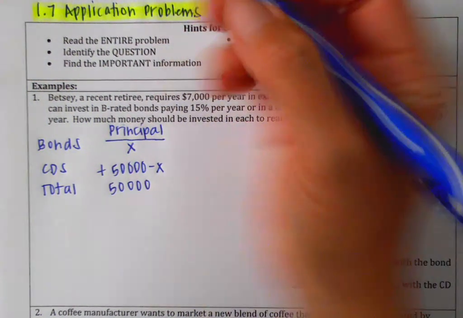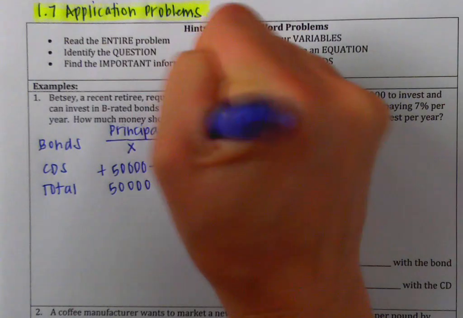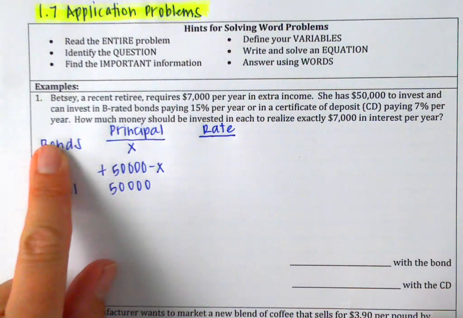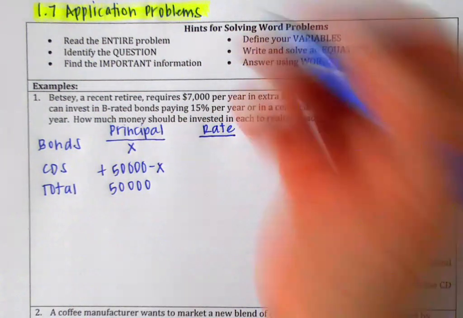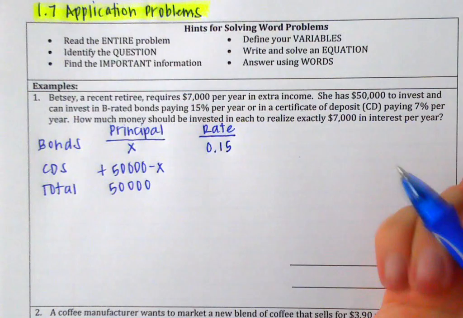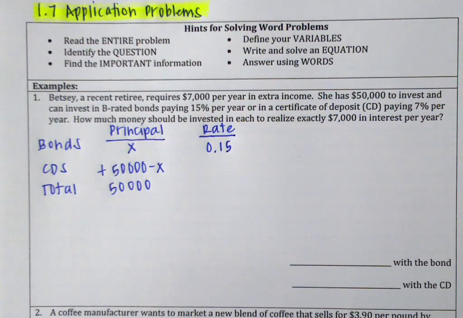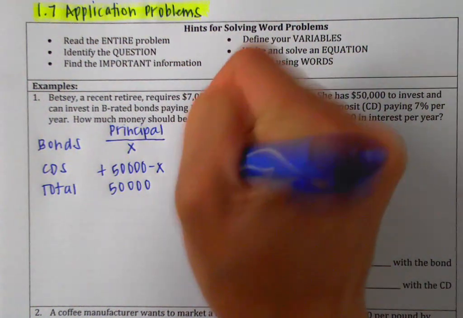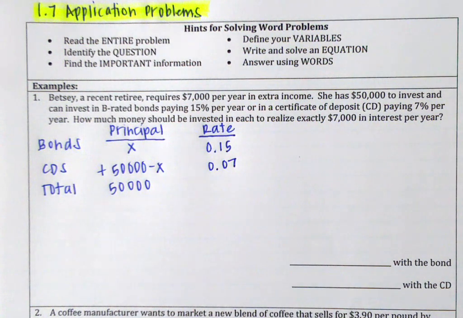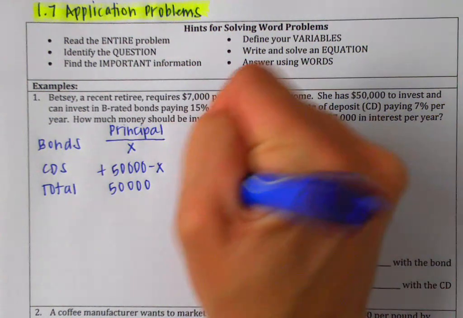Okay, now let's talk about the rates for each of these. So the bonds, how much was in the bonds? 15%. I'm going to write that as a decimal. CDs is 7%, so I'm going to write that as a decimal too. And the total is not something that we're too concerned about. That doesn't have a rate.